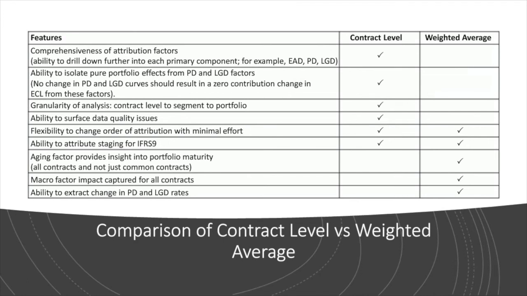In contrast, the weighted average method can provide us with certain other insights into the ECL variance, one of them being that we can calculate the macroeconomic impact on the portfolio at two different time points, regardless of whether the portfolio is shared or unique to one or the other time period. Also, the weighted average methodology is quantitative because it's a portfolio level calculation. So we have the ability to extract portfolio level PD and LGD rates between two different forecasting months and compare the values.